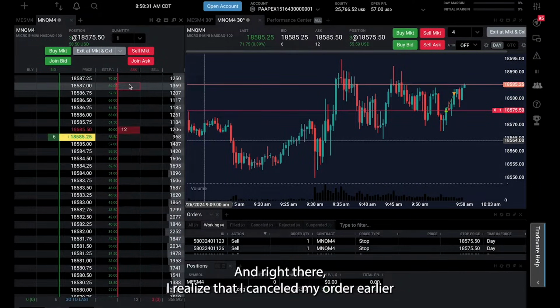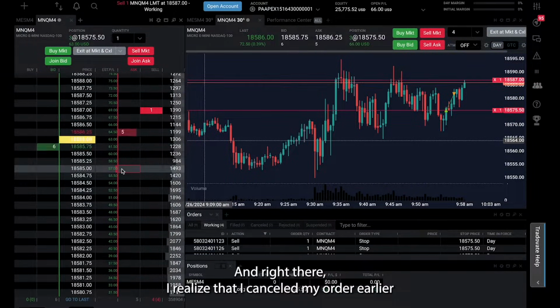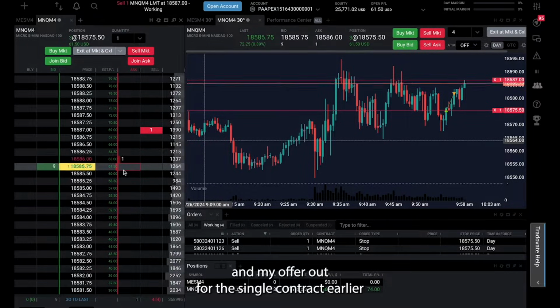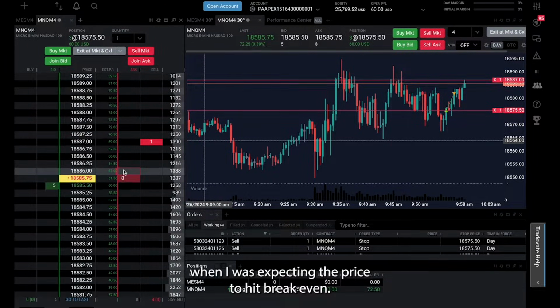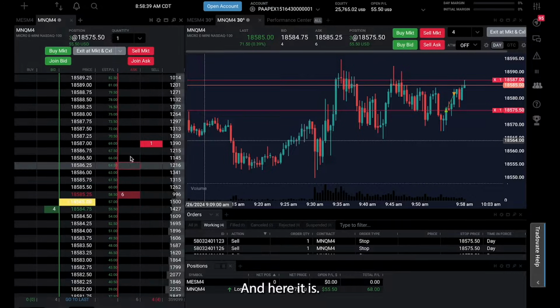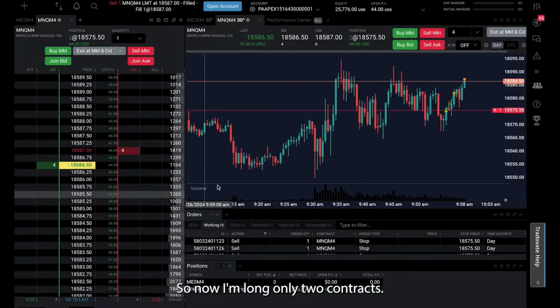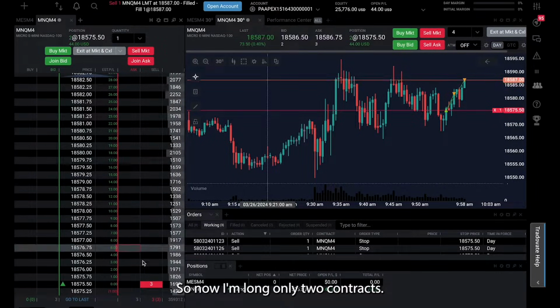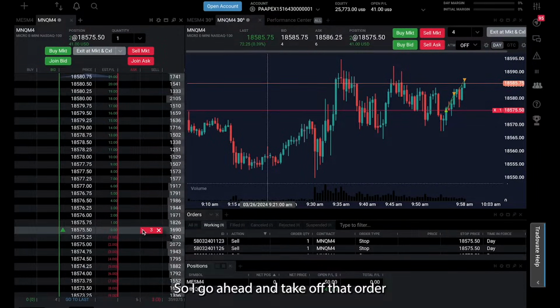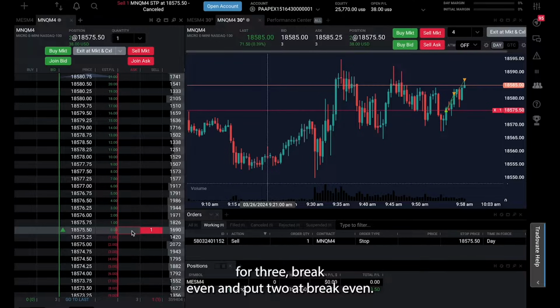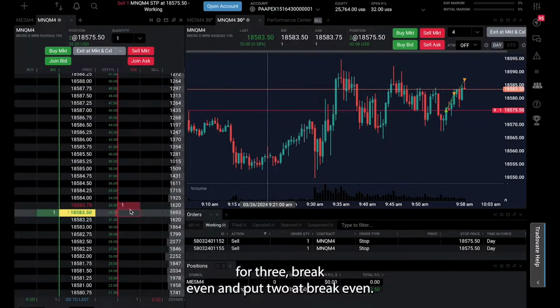And right there I realized that I canceled my offer out for the single contract earlier, when I was expecting the price to hit break even. And here it is, I put it back out and the price just hit it. So now I'm long only 2 contracts, so I go ahead and take off that order for 3 break even and put 2 at break even.